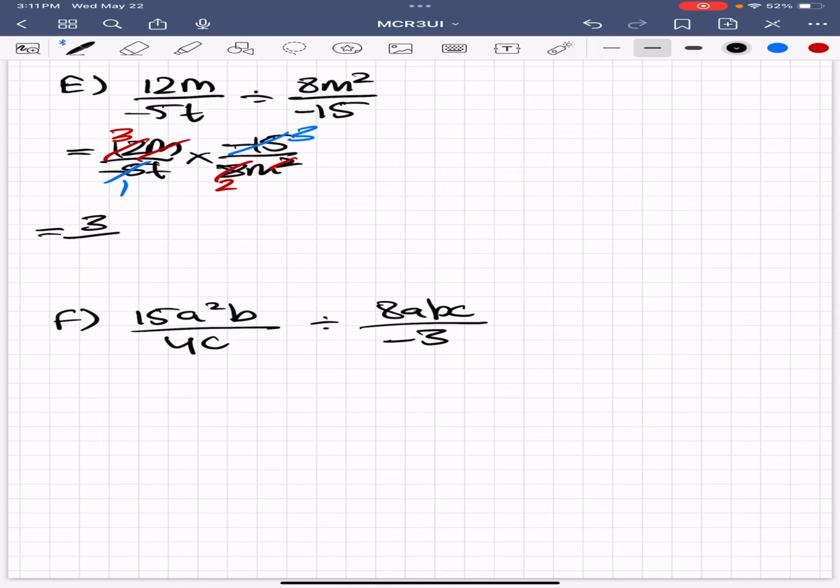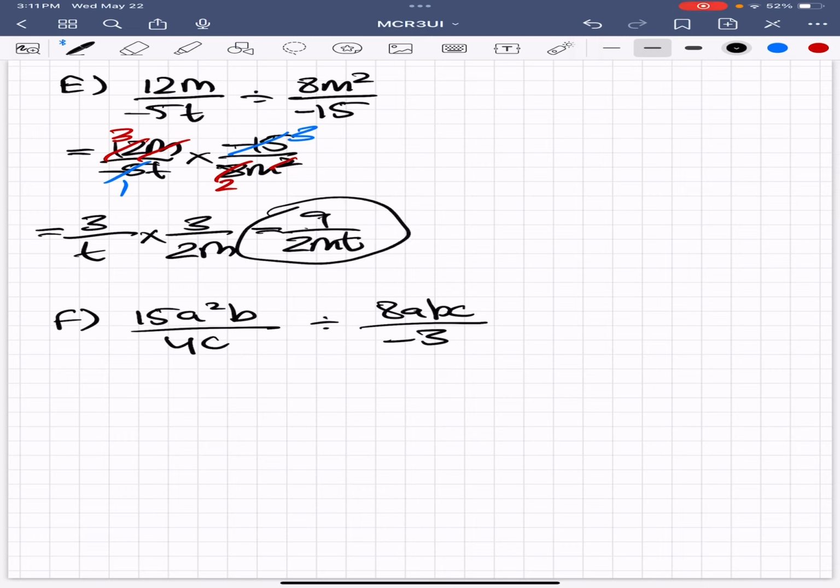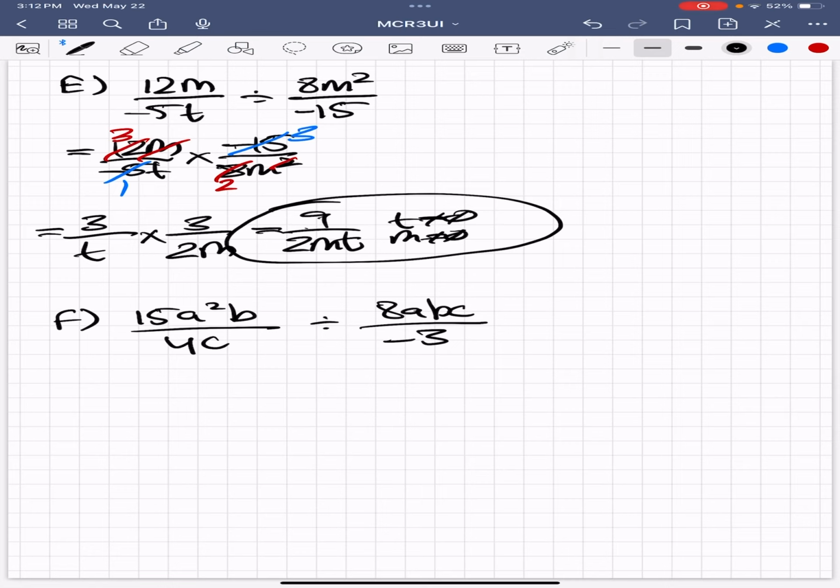3 t times 3 2m equals 9 2mt. T cannot equal 0, and m cannot equal 0. And there's our answer. Moving on.